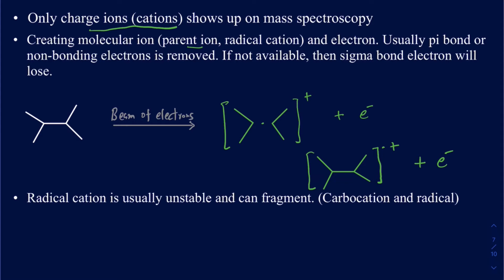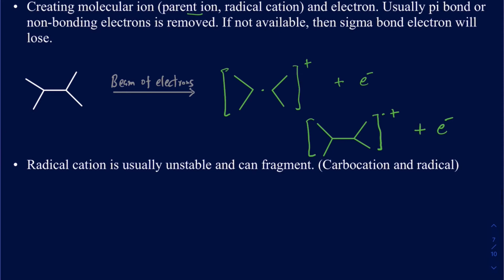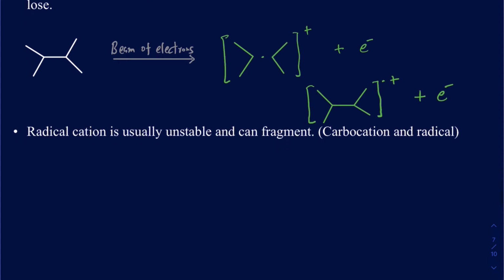So this is how you typically show the creation of a molecular ion, which is also called the parent ion. Now, typically this parent ion, or the radical cation that you actually create, is unstable. It's not always true; sometimes it's fairly stable and just stays as it is, but most of the time it's fairly unstable, and it's going to break further into something, and usually it makes a carbocation and a radical.